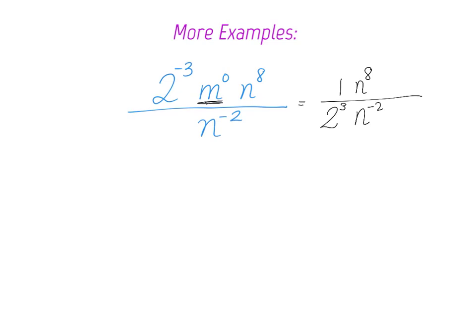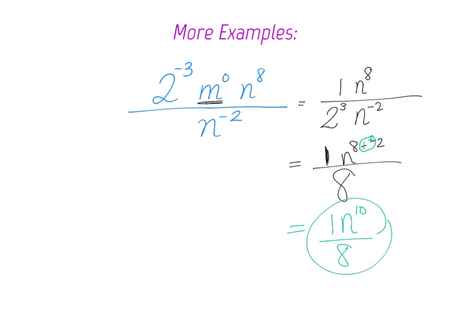Okay. Then I'm just going to keep putting this 1 here in the numerator. N to the 8th divided by n to the negative 2. That would be n to the 8 minus negative 2. And then 2 to the third power is just 8. So to finish up this question, this becomes plus, and then it would be 1 n to the 10th over 8. Which is the same thing as n to the 10th over 8 as well.